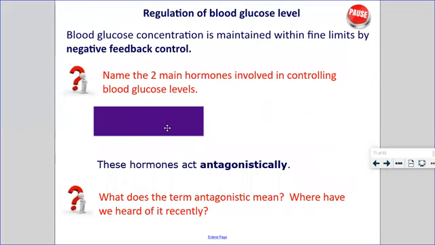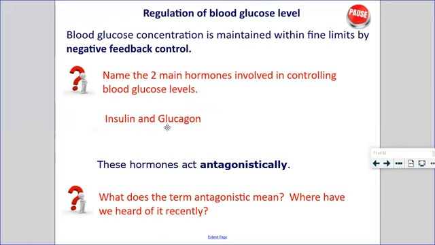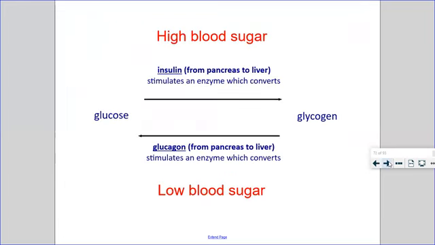Well, did you get this? Can you remember? The two hormones involved with blood glucose levels were insulin and glucagon. And antagonistic, what does that mean? Well, remember we talked about antagonistic when we were talking about the SA node, or the pacemaker of the heart, and that there was the sympathetic and the parasympathetic nerve leading to the SA node. So antagonistic means something that affects the same area of the body, but they have opposite effects on that particular part of the body. So insulin and glucagon, they affect the same part of the body, but they have opposite effects. So what are the effects?